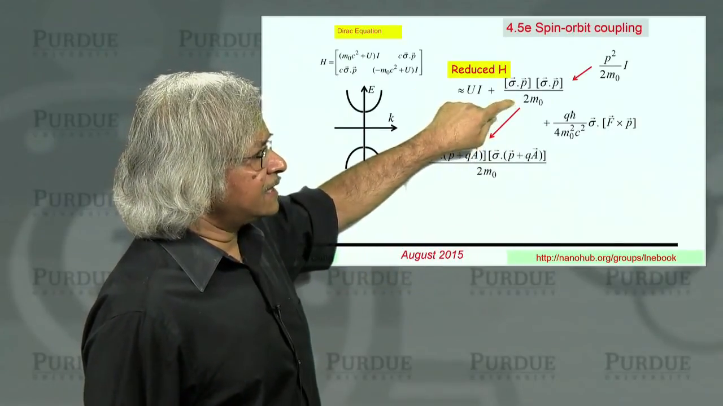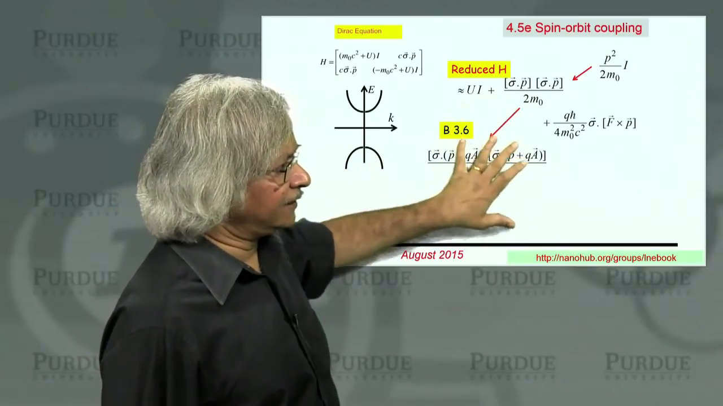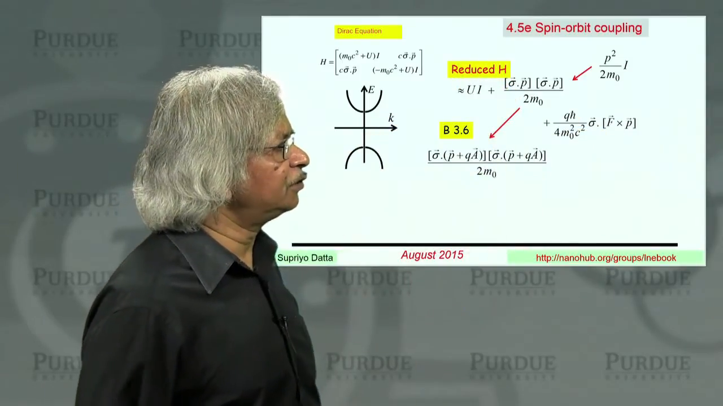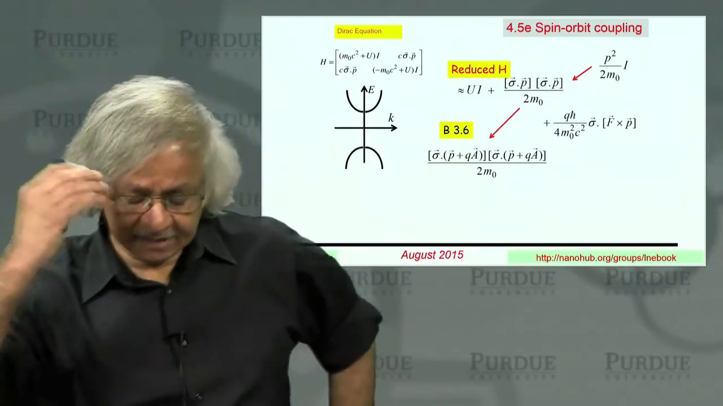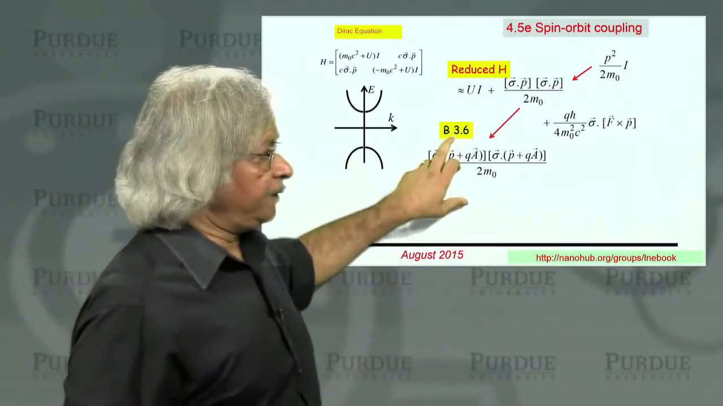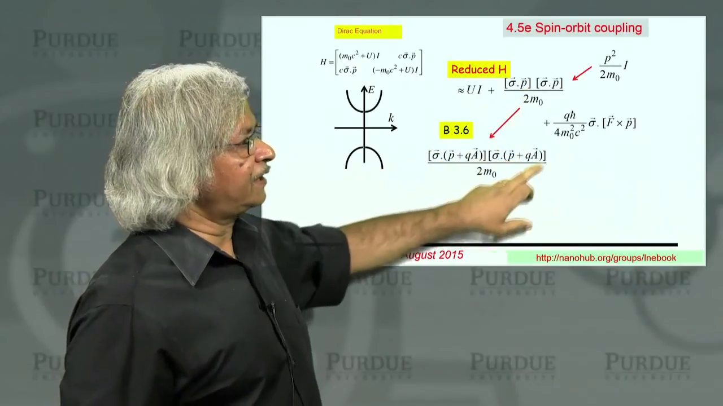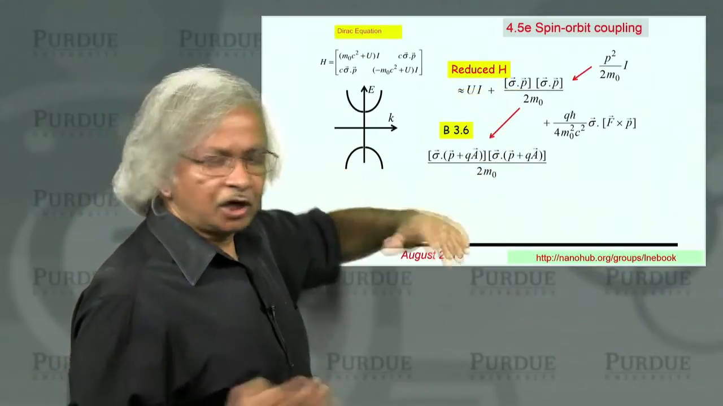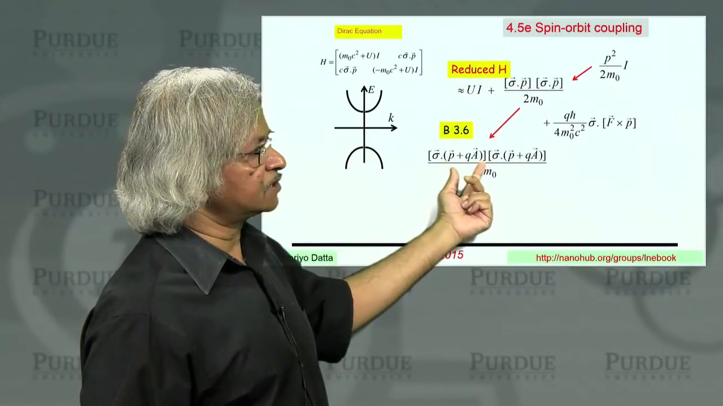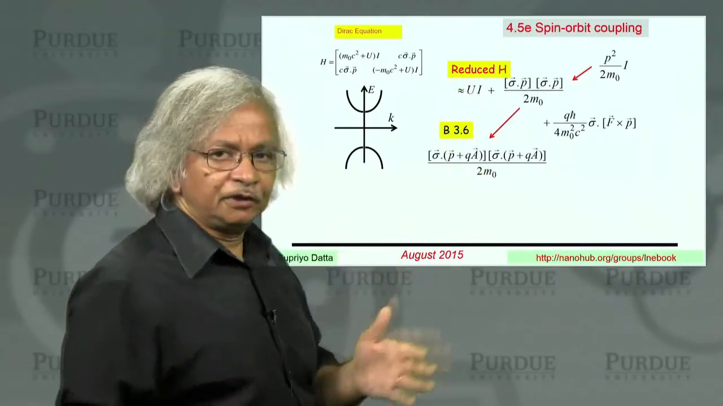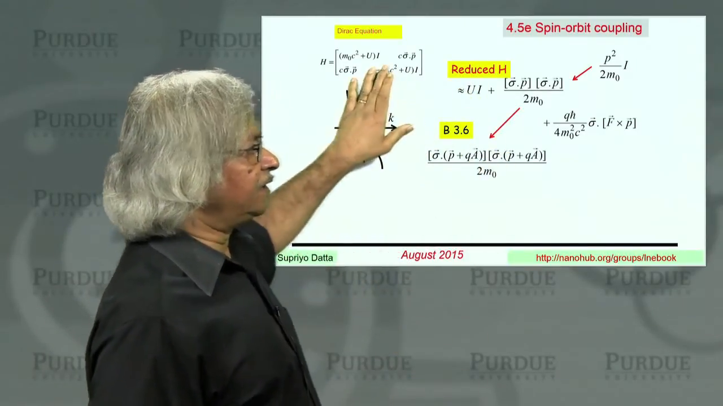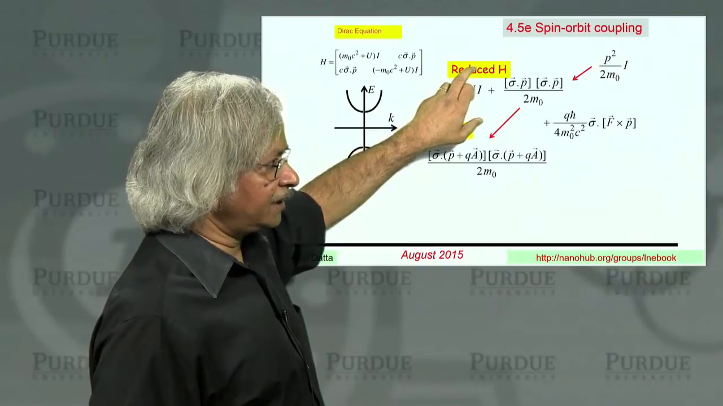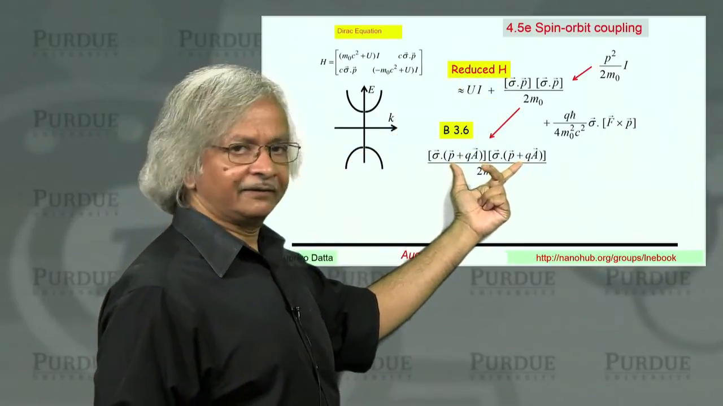Now, one related result that might give you a little more insight into this term is something like this. If you wanted to include magnetic fields, then as we discussed in Unit 3, magnetic fields require a vector potential A. The B is the curl of A. And in the Schrodinger equation, P gets replaced by P plus QA. And so, if you include magnetic fields, then in the Dirac equation, P would also get replaced by P plus QA. And so when you calculate the reduced H, you'd get something like this.